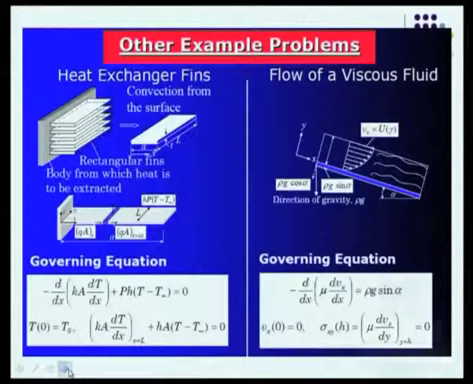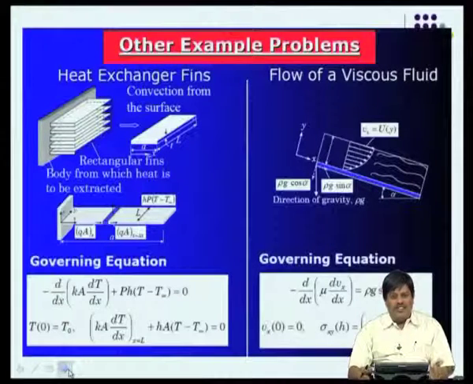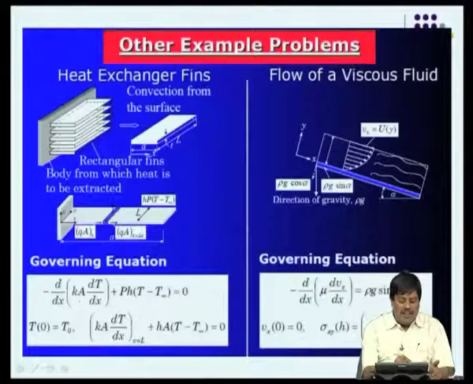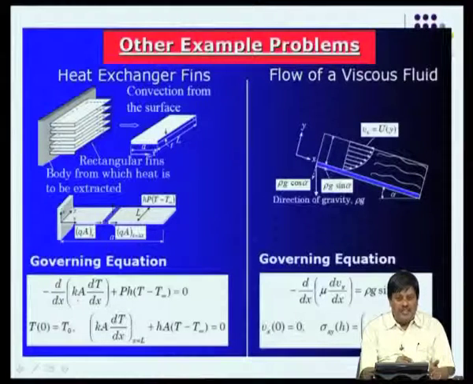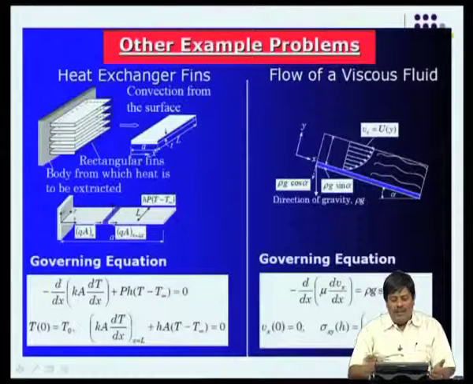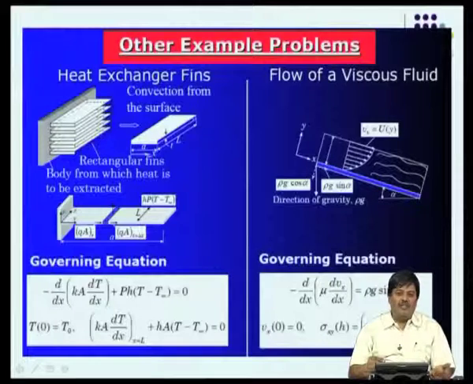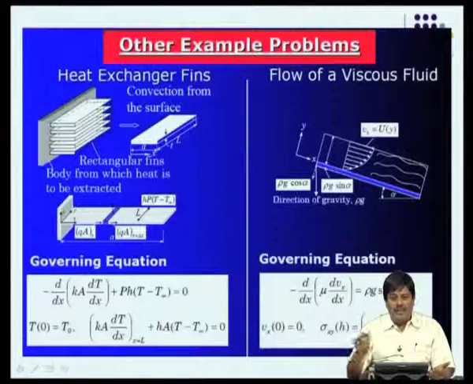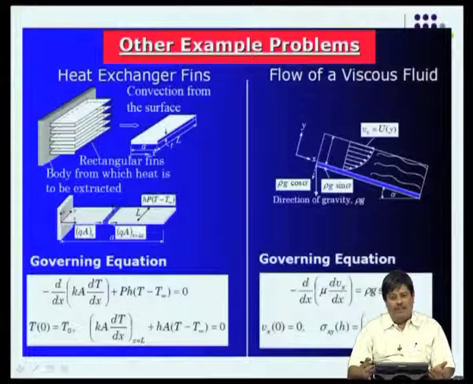The same equations can also represent many things. Heat exchangers in a fin, where instead of A we have K times capital A, which represent certain parameters of the heat exchanger. It also represents the flow of a viscous fluid, where A is basically the viscosity of the fluid, and the right hand side, the forcing function, is basically the density and the acceleration due to gravity.